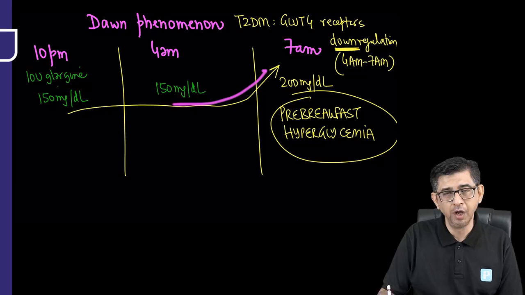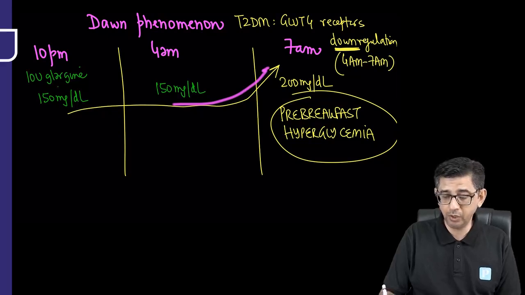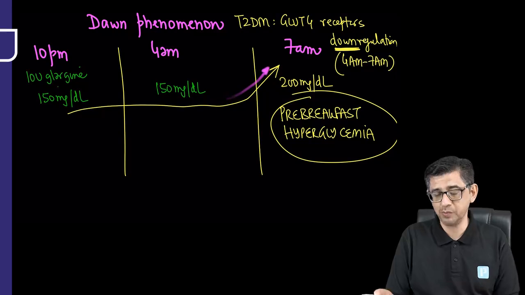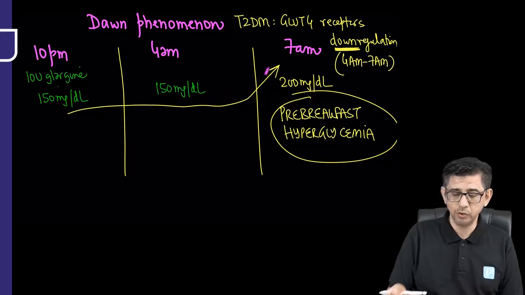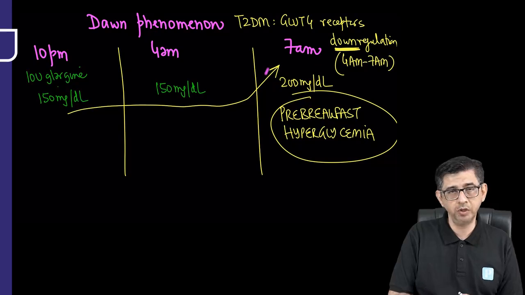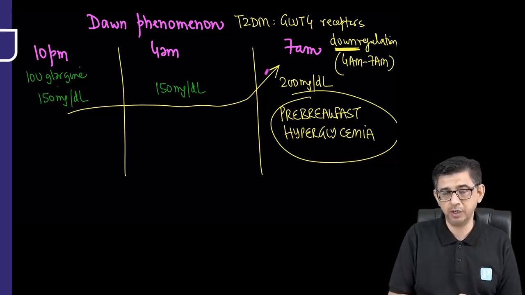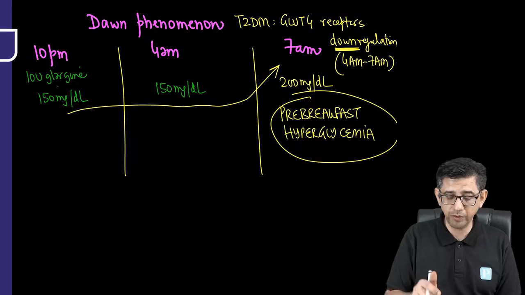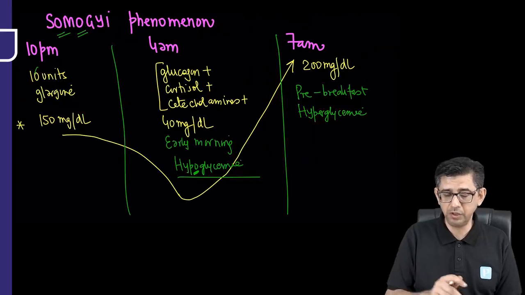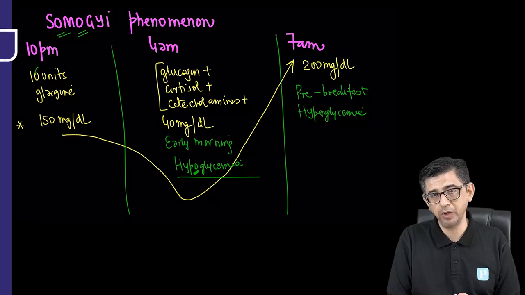I mean, since 4 a.m. the receptors are on a strike, they're not going to work. In spite of the insulin being present, the receptors are going to go on a strike, and this is what is seen with respect to type 2 diabetes mellitus. So for both dawn phenomenon and Somogyi phenomenon, the common thing is pre-breakfast hyperglycemia, and he will ask you how would you differentiate between the two. The differentiation is on the basis of early morning hypoglycemia.